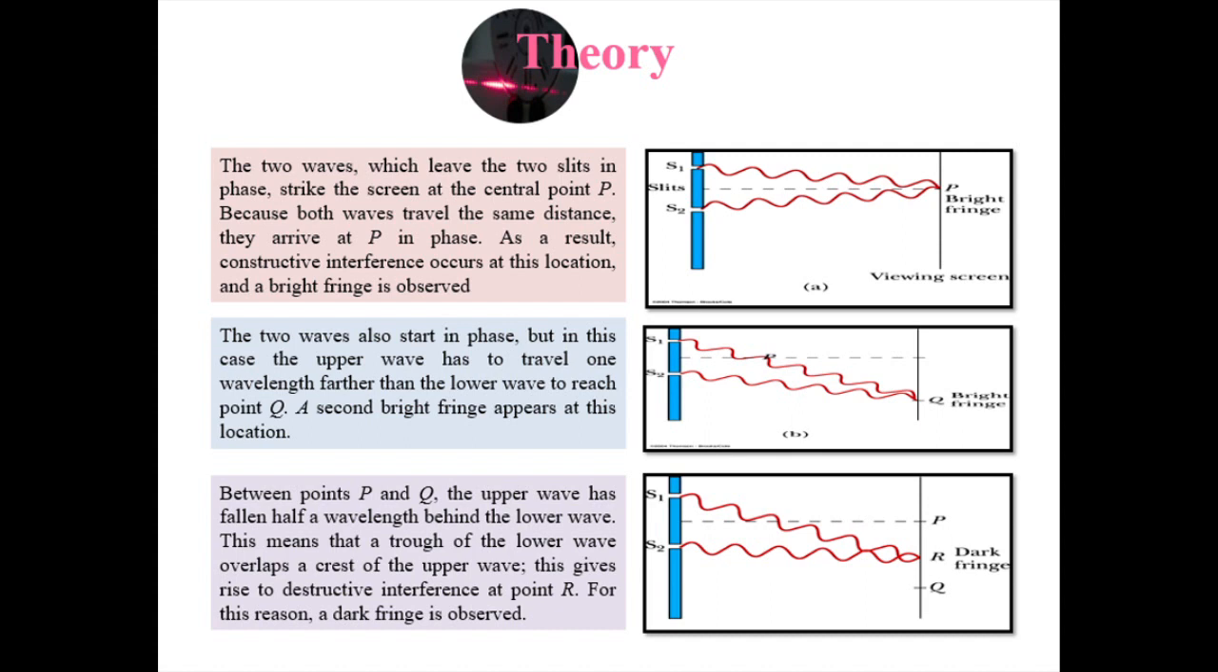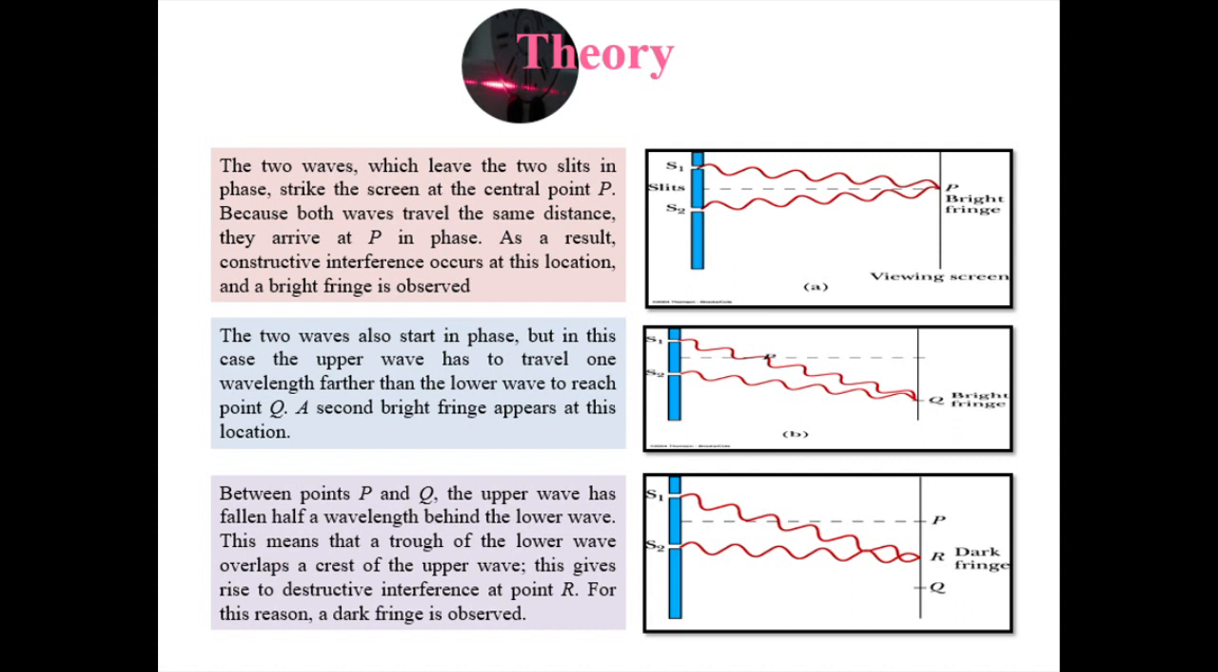In diagram A, the two waves which leave the two slits in phase strike the screen at the central point P. As a result, a bright fringe is observed. In diagram B, the two waves also start in phase, but in this case, the upper wave has to travel one wavelength farther than the lower wave to reach point Q. A second bright fringe appears at this location.